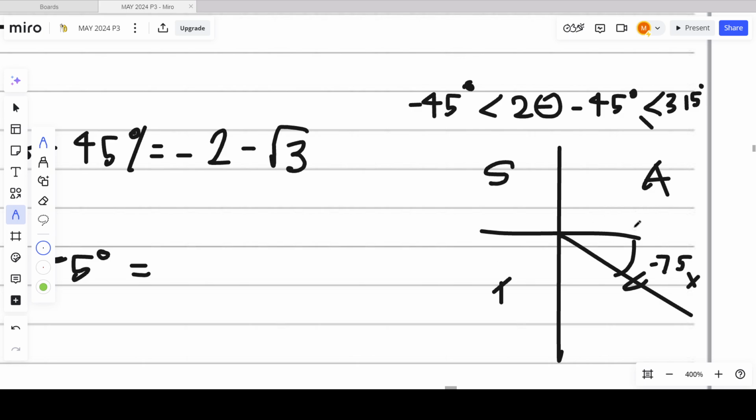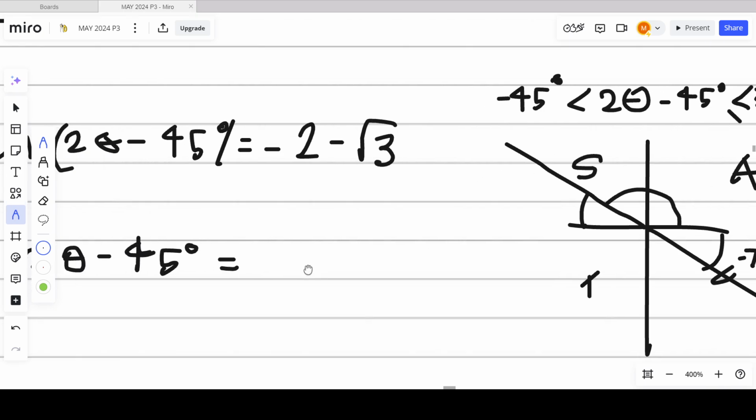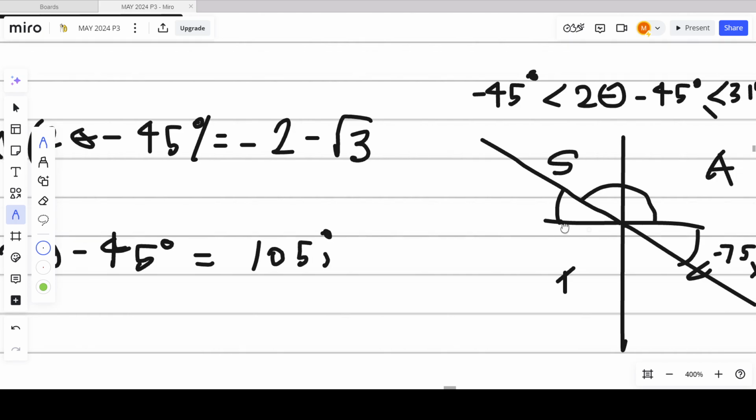Next, go for the positive angles where tan theta is negative. Tan theta is negative again in the second quadrant, right? So how much is this from the positive x-axis? This is 180 minus 75, which is 105 degrees. We got one possible value.